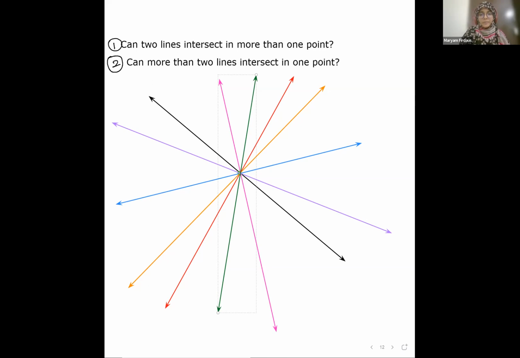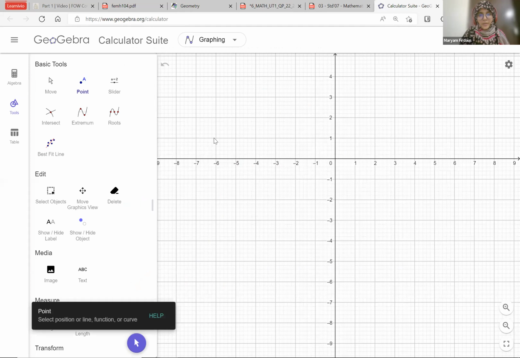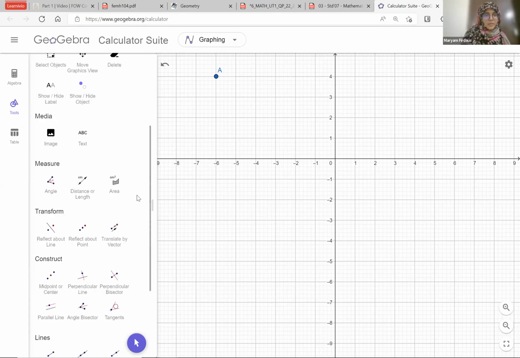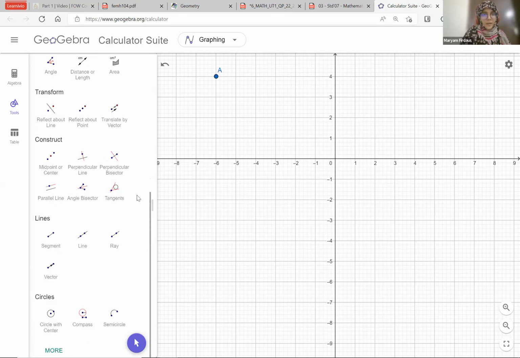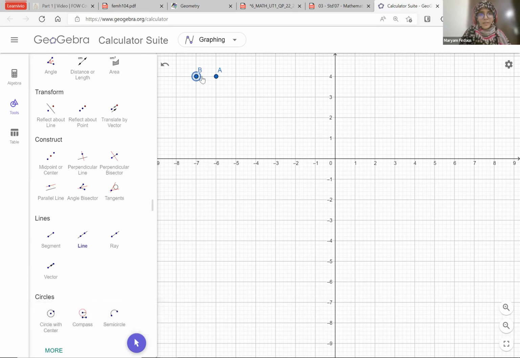Wait. You can see this now. So I'm going to mark a point somewhere. Let's say this point. Now I am going to make, well, I need the line. Construct the line. Okay, great. Two points of positions. Fine. So I have this line that's passing through it.